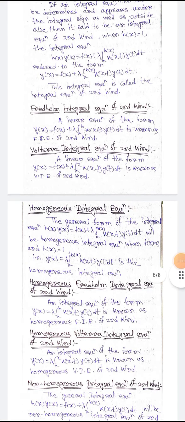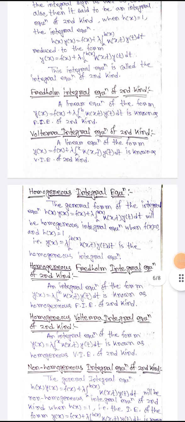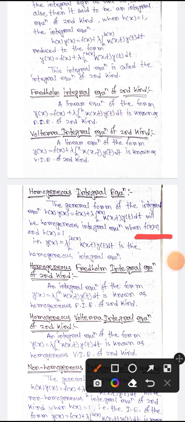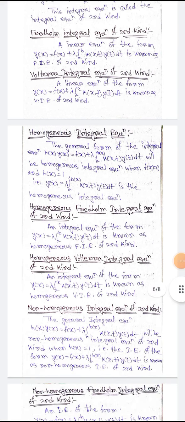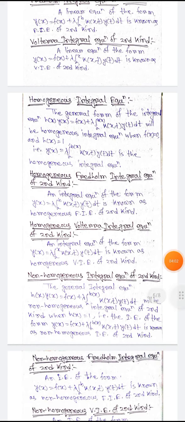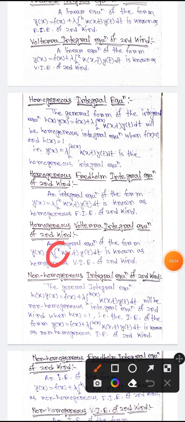Now homogeneous integral equations. We call it a homogeneous integral equation when f(x) equals 0 and h(x) equals 1. Fredholm and Volterra are same, only change in the limits. Here see the limits, and f(x) equals 0, h(x) equals 1.